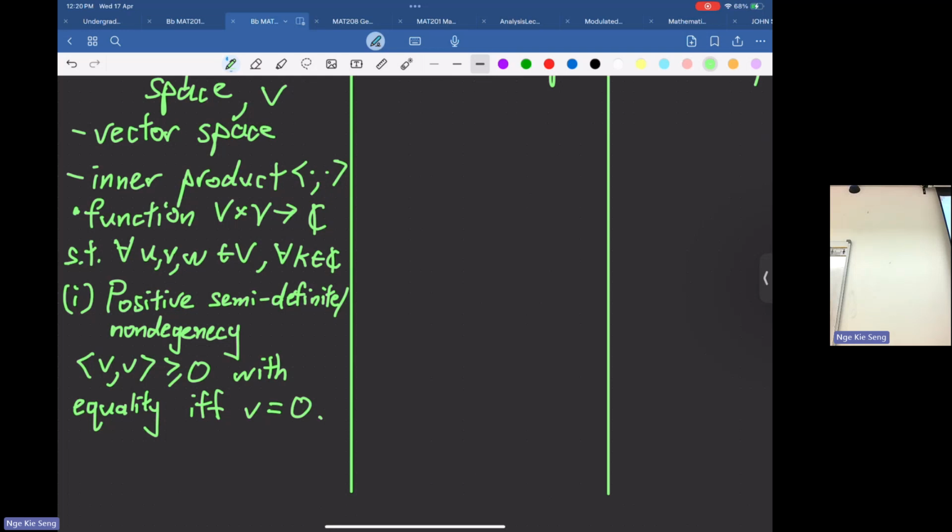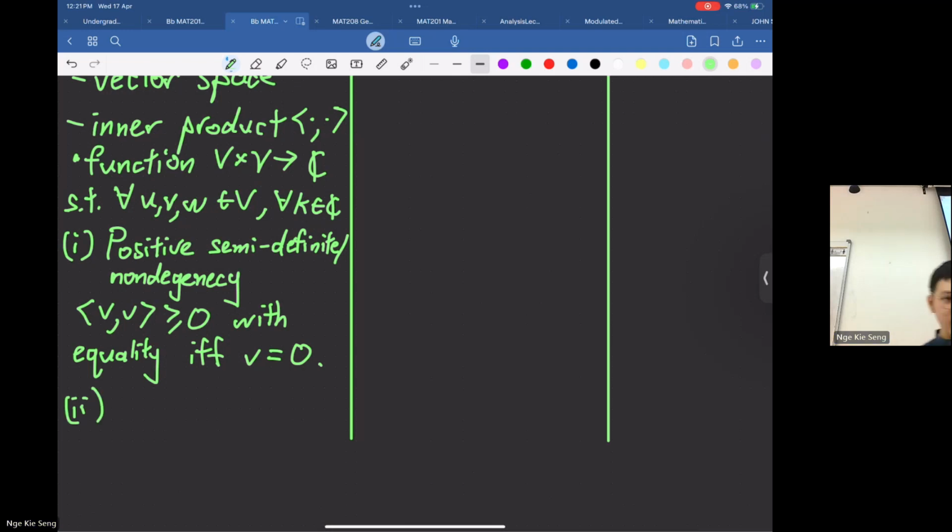There's one example in your mind, right? What is v dot v, the example you met? The Euclidean inner product, right? And v dot v will give you the length of the vector.